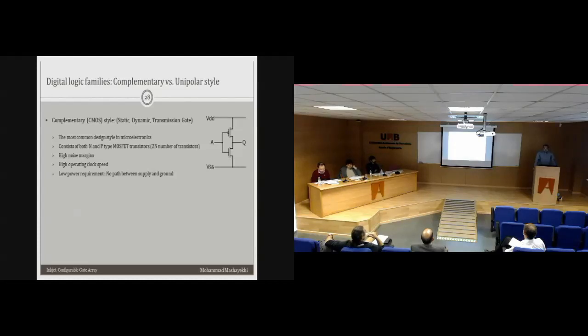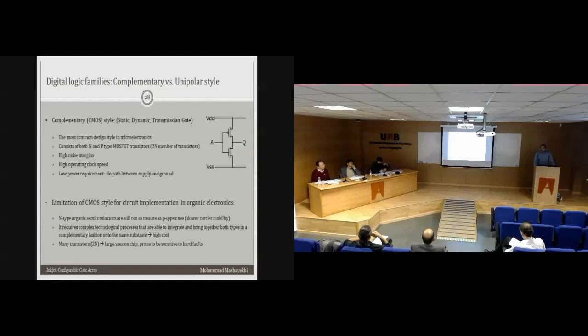Complementary MOS, or CMOS, could be static, dynamic, transmission gate, and so on. Static CMOS is the most common one, and it consists of both N-type transistors and P-type transistors. The number of transistors is 2N, where N is the number of inputs for the logic gate. Obviously, this style is the most robust one, and it is used for microelectronics. It has high noise margin, high speed, and low power consumption because there is never a path between VDD and GND, so the static power is zero and the power consumption is reduced.